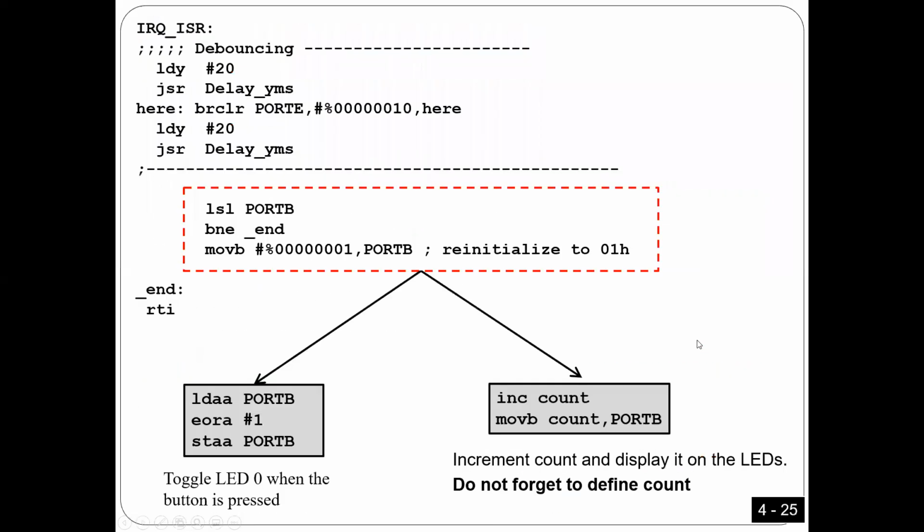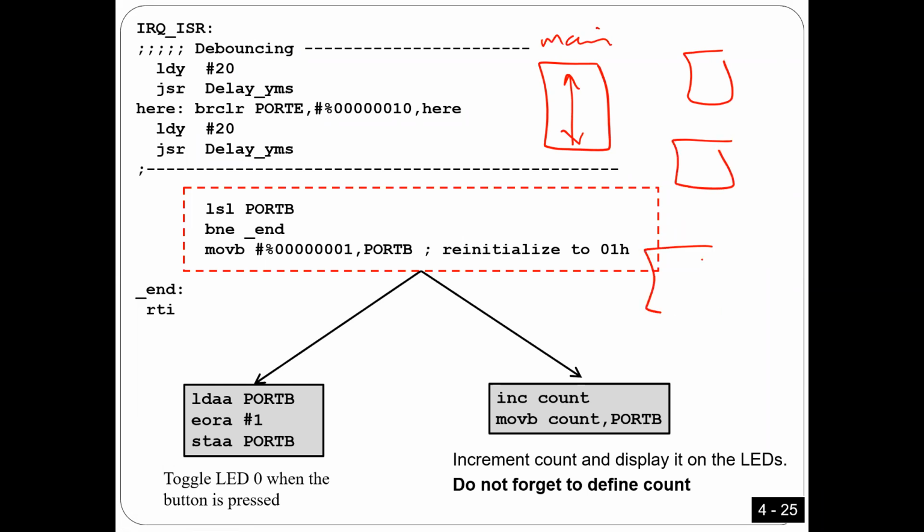Very important thing. Now my program is completely different from what we did in chapter 3. In chapter 3 we had a main program with subroutines, everything. Now you may have a bunch of subroutines, for example RTI, IRQ, timer, whatever.